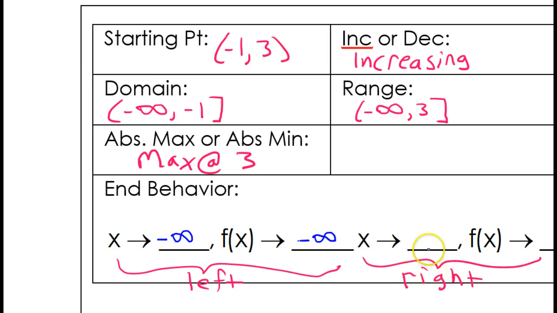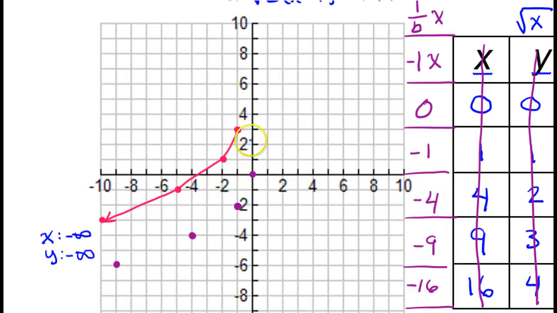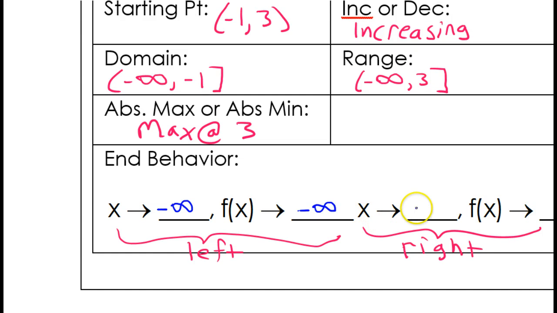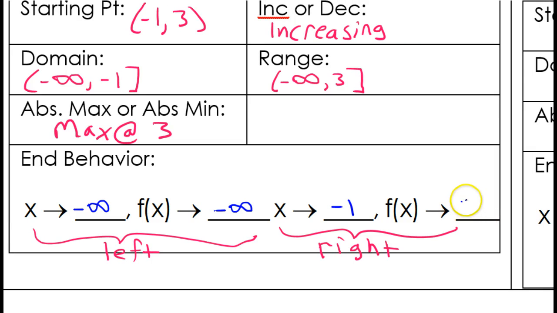Now let's look at the right hand side. The right hand side is over here. So what's the x value of this end? Well, the x value is negative 1. What's the y value? The y value is 3. So remember that, negative 1 and 3. So as the x values approach negative 1, the y values approach 3. So that's the end behavior.